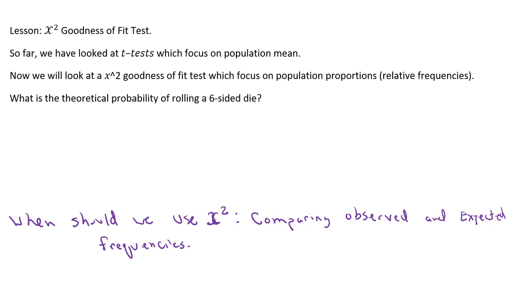So right here it says, what is the theoretical probability of rolling a 6-sided die? Well, theoretically, there are 6 outcomes, and you should be able to land on 1 out of 6.